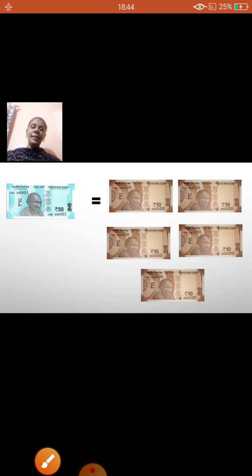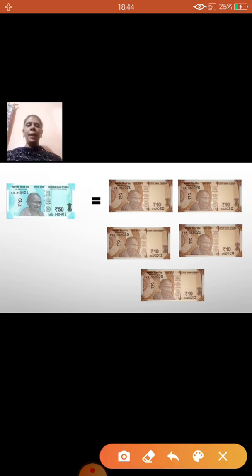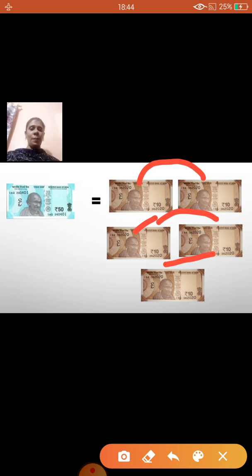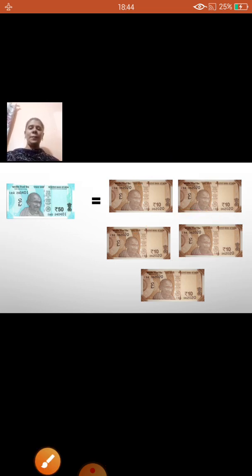Now let us count and see whether it is 50 rupees. 10 plus 10, 20. 20 plus 10, 30. 30 plus 10, 40. 40 plus 10, 50. That means five 10 rupee notes will be 50 rupees. One more 50 rupee note.